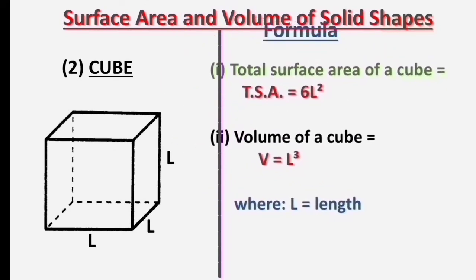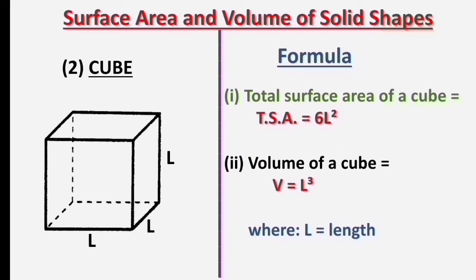For a cube, the total surface area of a cube is 6 times the length squared, while the volume of a cube is the length raised to power 3.